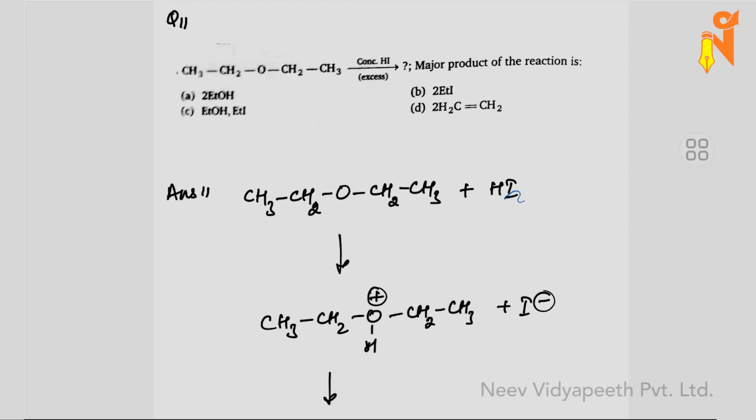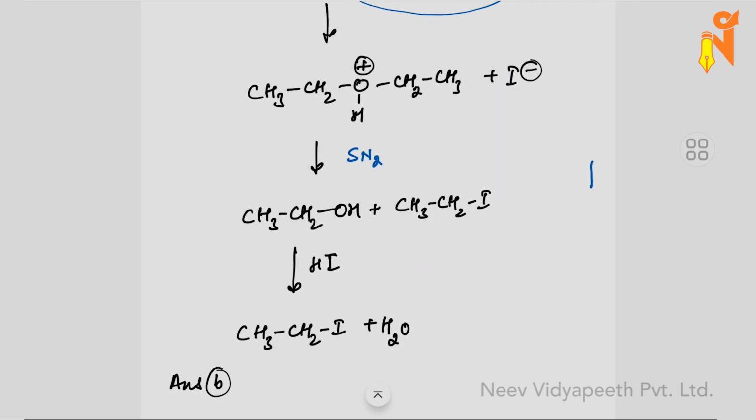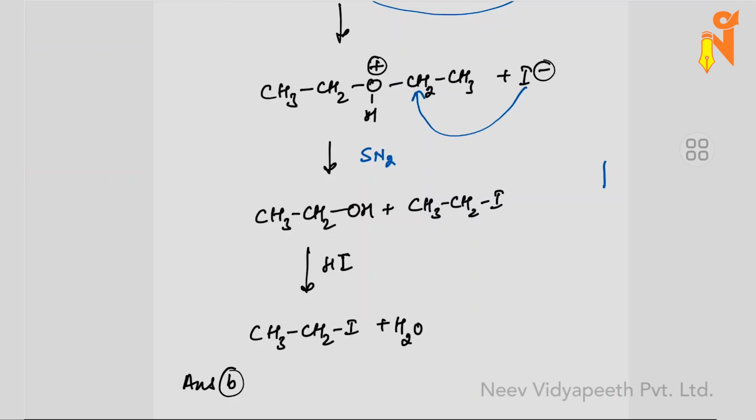This is our ethoxyethane and we have HI over here, which is going to generate H plus and I minus. H plus will first protonate the oxygen, and after that there will be an SN2 attack on any of these carbons. Let's suppose it happens here. This bond is going to cleave and it is going to convert into CH3CH2OH and CH3CH2I.